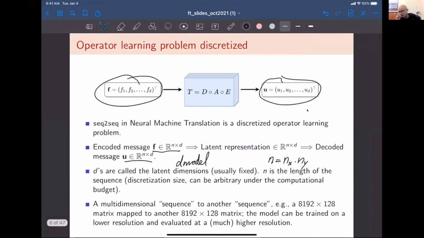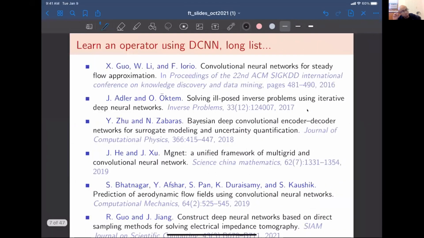Once I realized this, I thought, let's do some literature review and see what people are doing with this operator learning thing. It turns out this dates back a long way. This is a long list, and a non-exhaustive one. If your work is not listed here, sorry for that. You can send me an email, and I can add another slide to include your work.